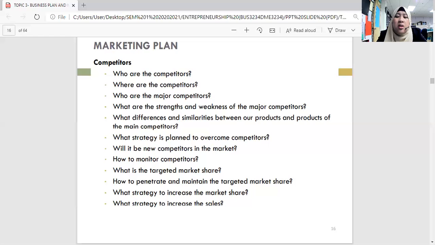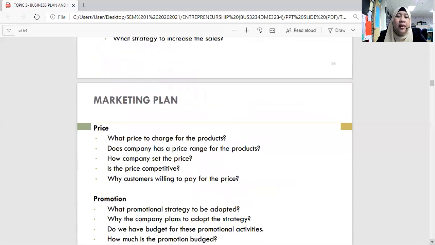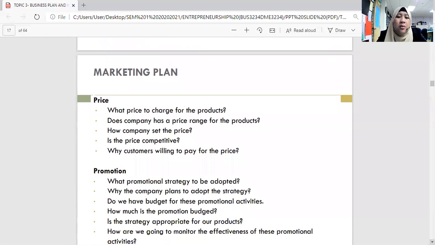That is the most important thing. And then in the marketing plan again, we still also have price. Okay, what is the price to charge for the products? Does the company have a price range? The price range means to see how much you want to sell, from lower to the maximum price. Okay, and how does the company set the price? Is the price competitive, and why is the customer willing to pay for the price?